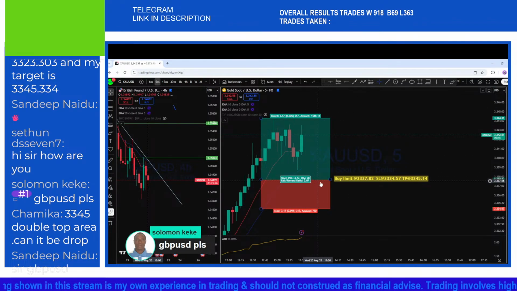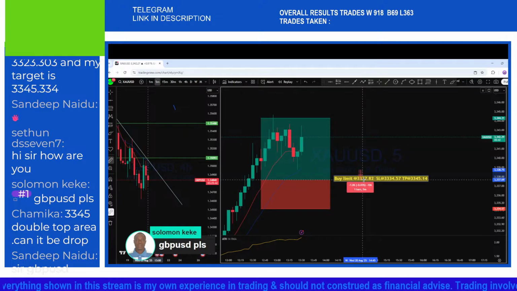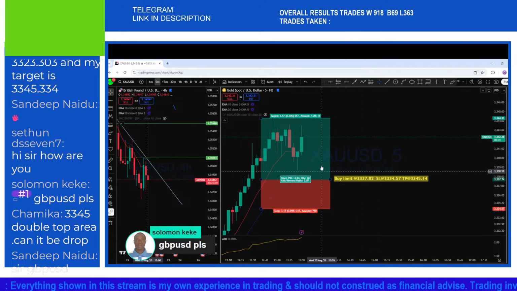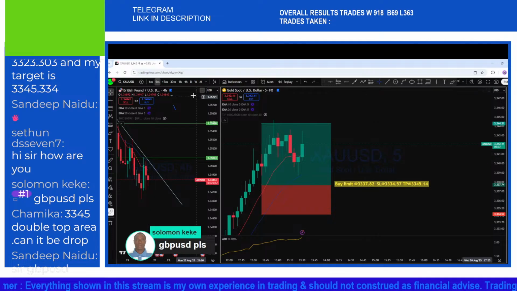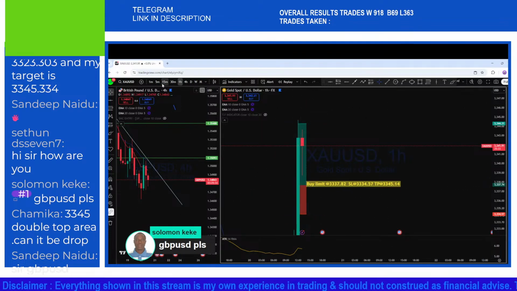So the market from this support level just a few pips, it didn't trigger our trade. We're waiting to see if the market is coming back again for another retest. Was expecting another drop.